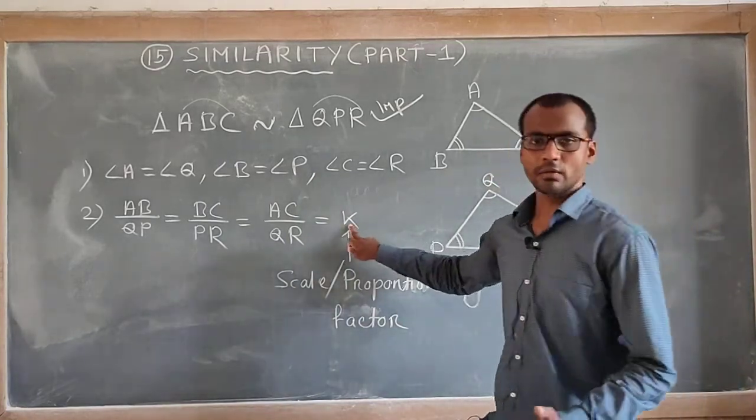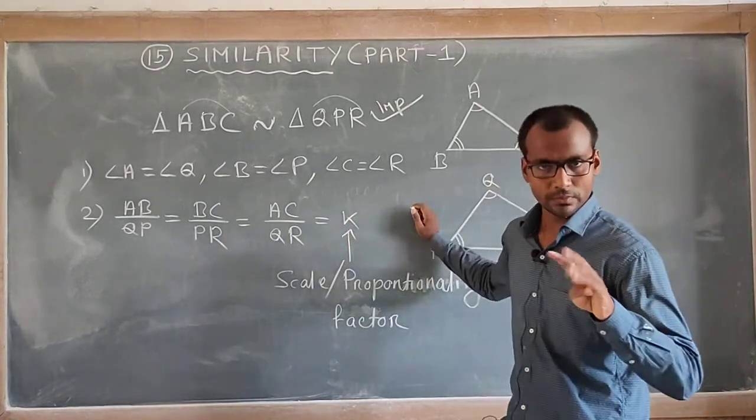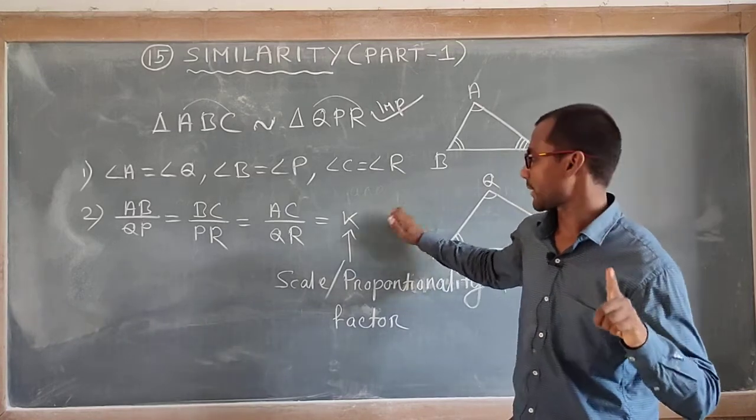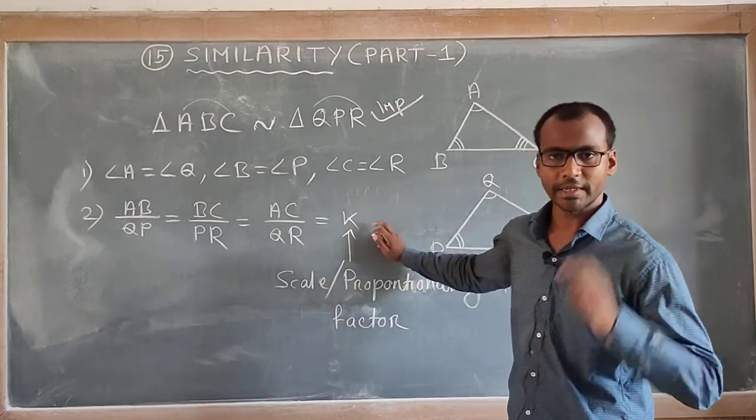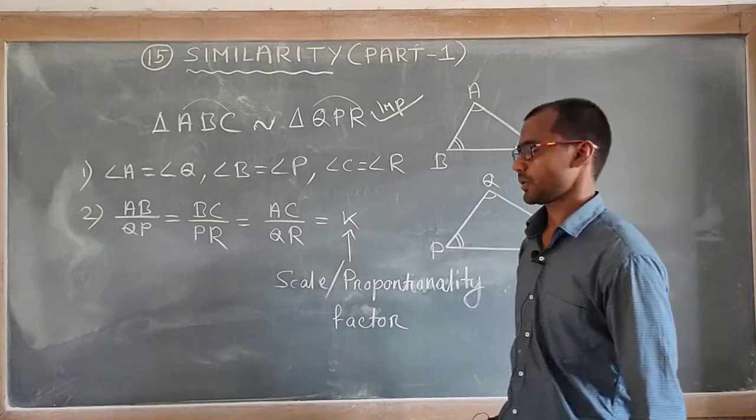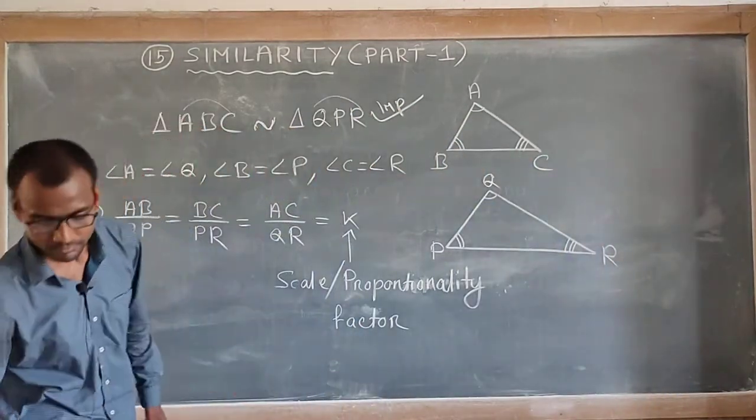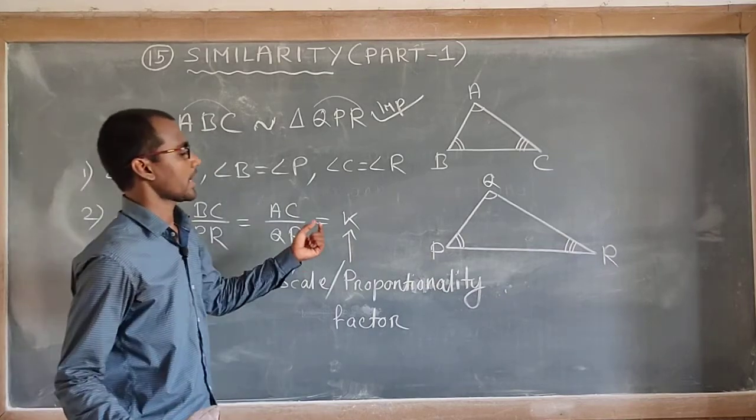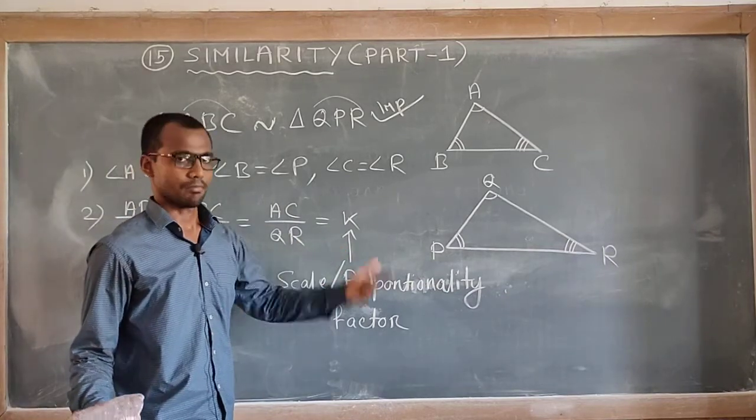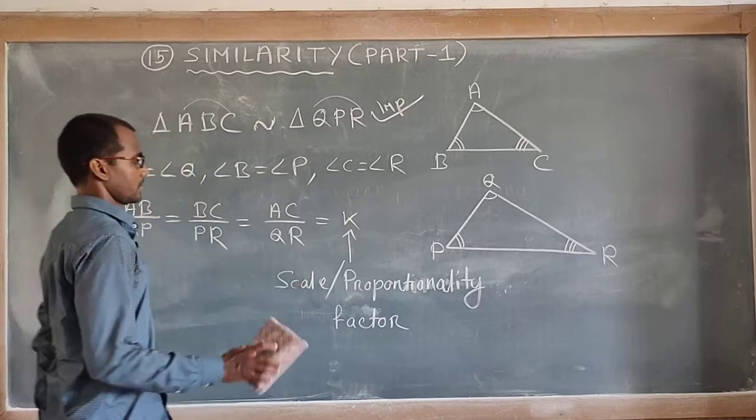This k can be any value, but it cannot be 0. First thing, it cannot be 0 and it cannot be negative. It has to be greater than 0. So not 0, not negative. It can be any positive real number.